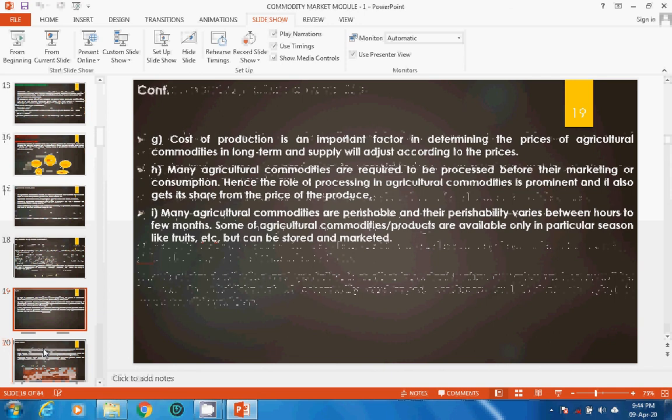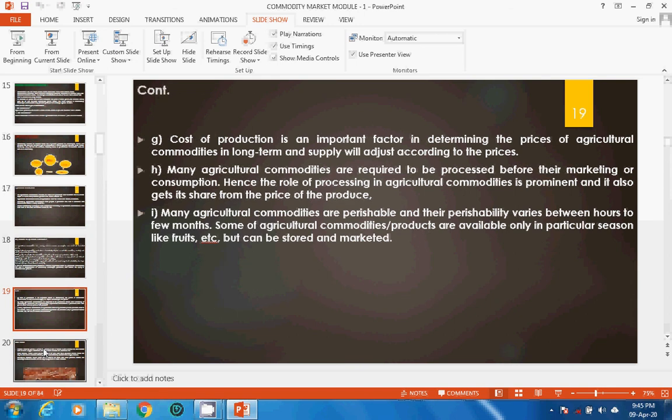Cost of production is an important factor determining the price of agricultural commodities. The cost of production is the expenses incurred for producing the items. Many agricultural commodities are required to be processed before they are dumped into the market yard or sold for final consumption. Hence, the role of processing in agricultural commodities is also a prominent activity. It also gets its share from the price of the produce. Many agricultural commodities are perishable and their perishability varies from hours to a few days. Some agricultural commodities are available only in a particular season, like fruits, etc., and cannot be stored for a longer duration and marketed.